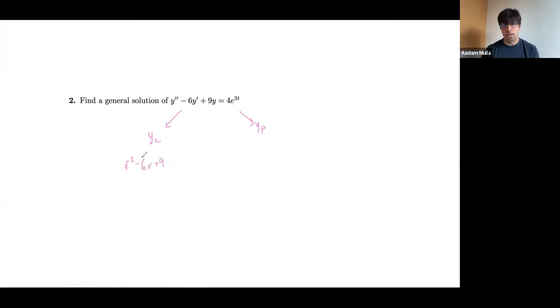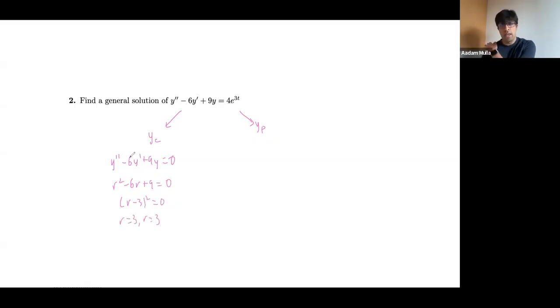Remember, for yc we're solving y double prime minus 6y prime plus 9y equals 0. So we get r squared minus 6r plus 9 equals 0. So r minus 3 squared equals 0. So r equals 3 and r equals 3.